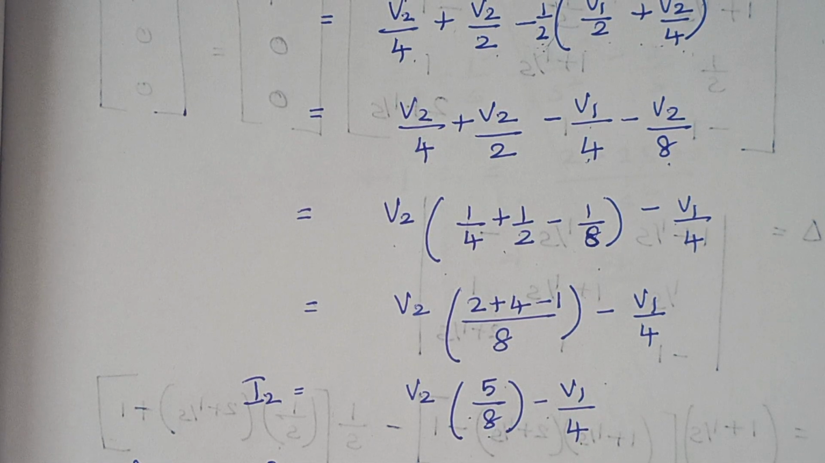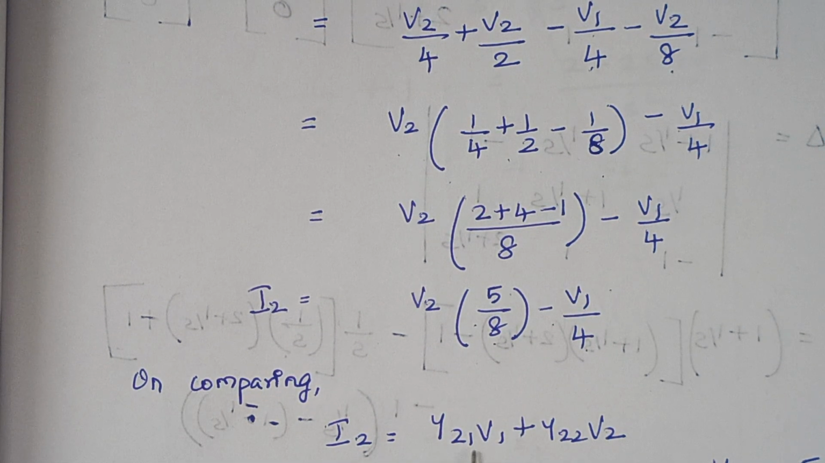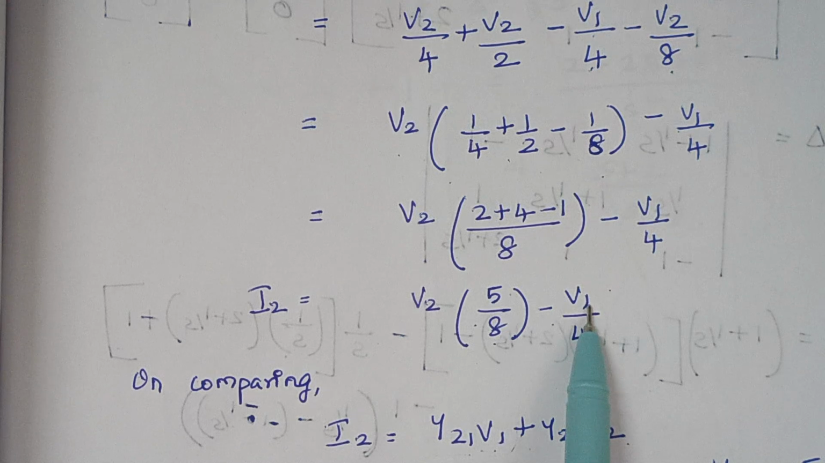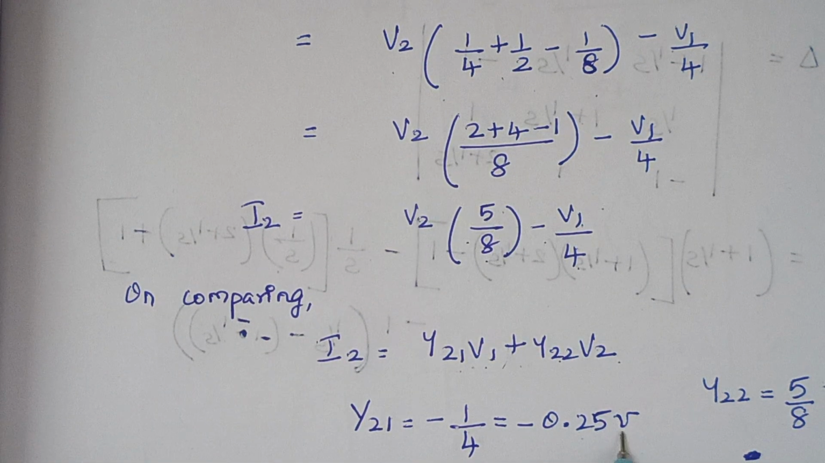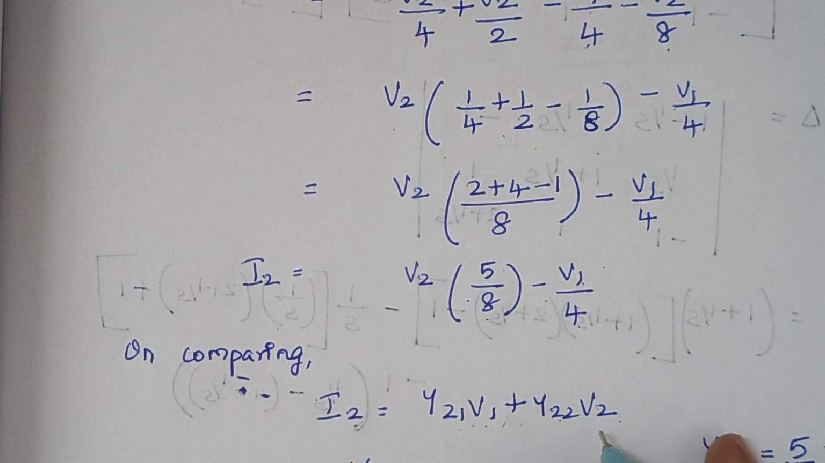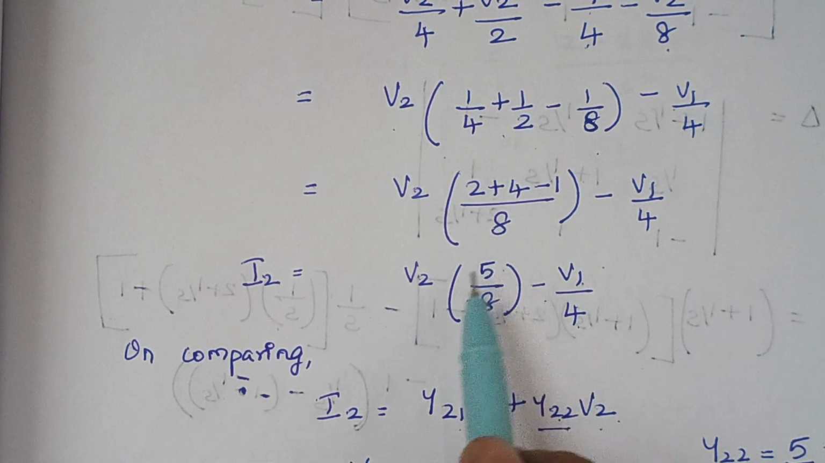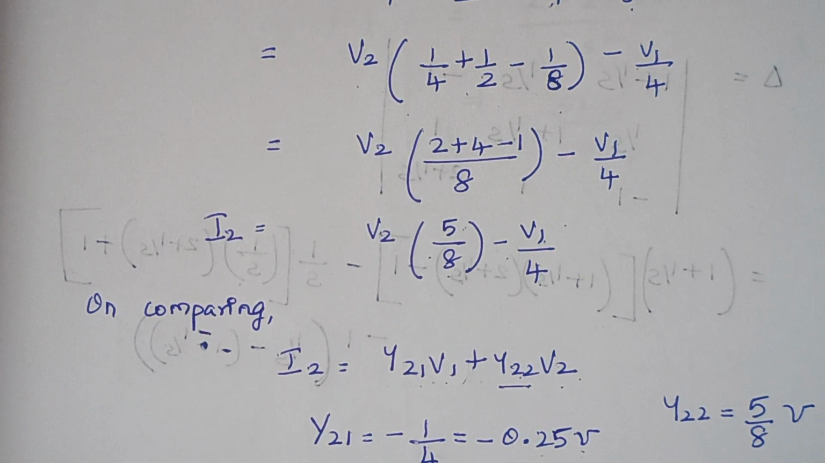Now, when you compare here, what is the standard equation? Here the standard equation is I2 is equal to Y21 V1 plus Y22 into V2. When you compare these two, you see what is the coefficient of V1 here? It is Y21. So here the coefficient of V1 is minus 1 by 4. So Y21 is given by minus 1 by 4, which is minus 0.25 mho. And as a next step, we are going to compare the coefficient of V2. Here the coefficient of V2 is Y22 and here it is 5 by 8. So therefore Y22 is given by 5 by 8 mho.